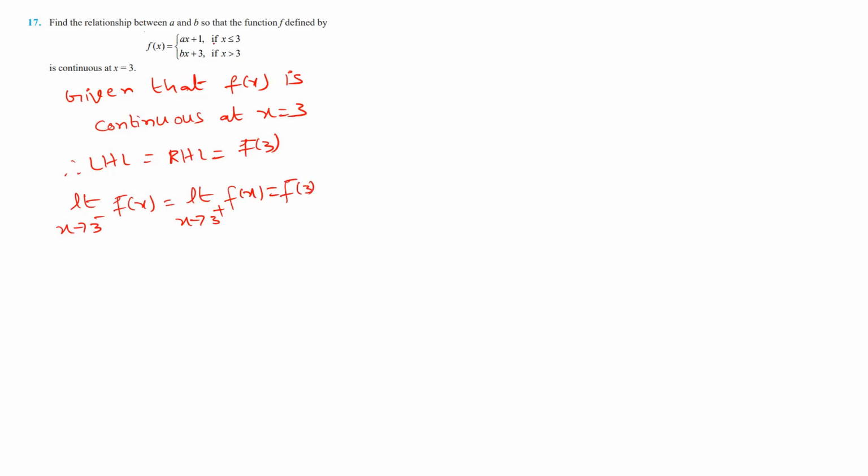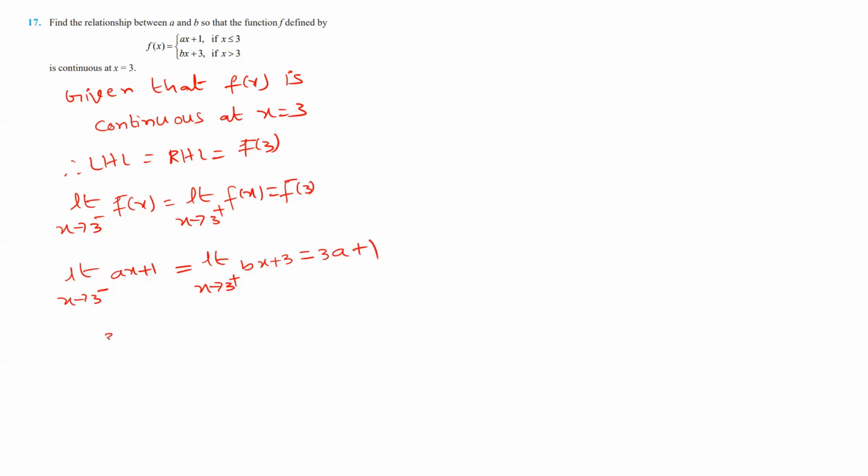3 minus means less than 3, so we take ax plus 1 here. The limit as x tends to 3 minus of f of x is ax plus 1, which is equal to the limit as x tends to 3 plus of f of x. 3 plus means greater than 3, so we take bx plus 3, which is equal to f of 3. For f of 3, x less than or equal to 3 means we take ax plus 1. If we substitute 3 in place of x, we get 3a plus 1.